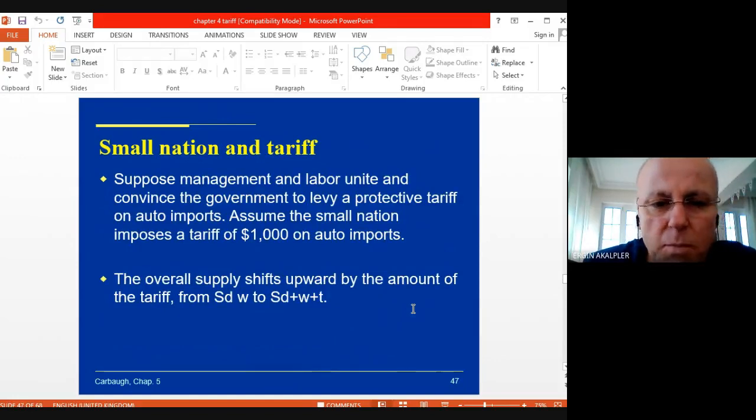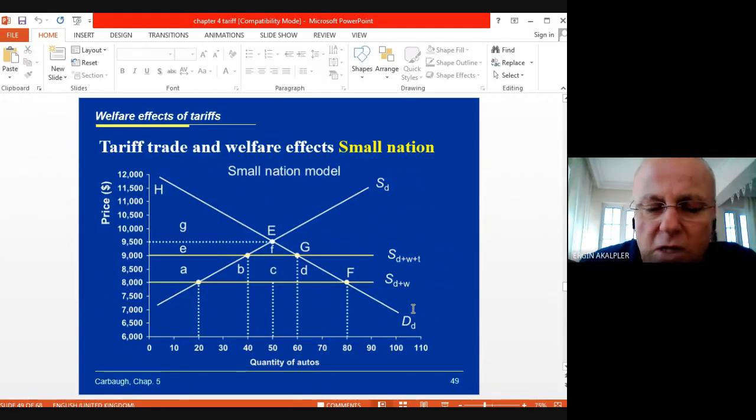Suppose management and labor unions convince the government to levy a protective tariff on auto imports. Assume the small nation imposes a tariff of, let's say, 1,000 per imported auto, and therefore the overall supply shifts upward by the amount of the tariff from ST plus V to ST plus V plus T, where T is the tax. As you see, the second parallel horizontal line is where the tariff is now applied, and the equilibrium is realized at point G.